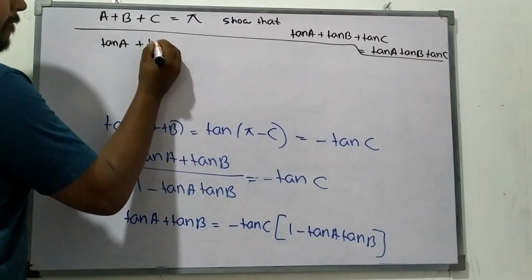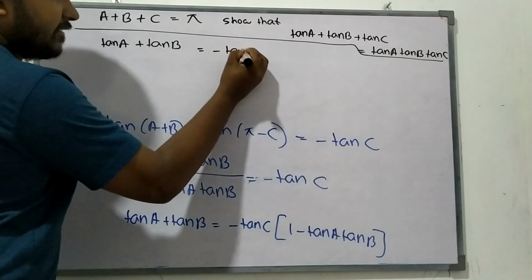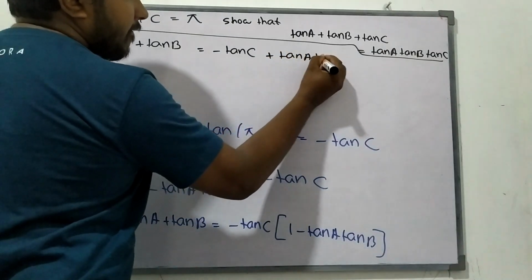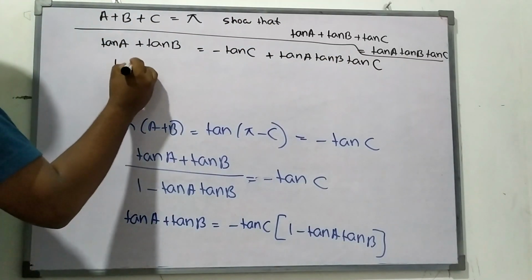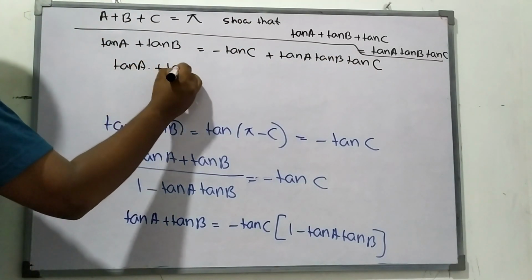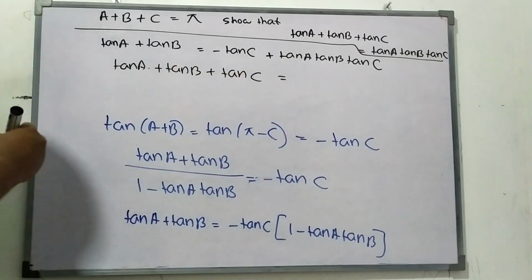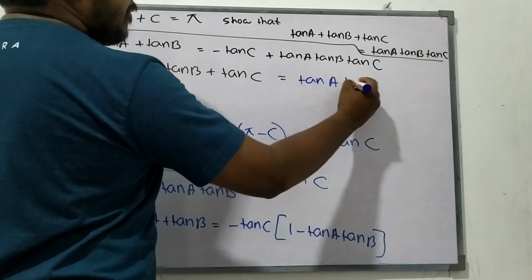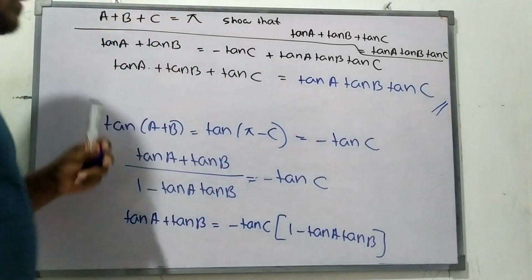Tan a tan b tan c minus tan c plus... Then tan a plus tan b plus tan c equals tan a tan b tan c. So this is the answer.